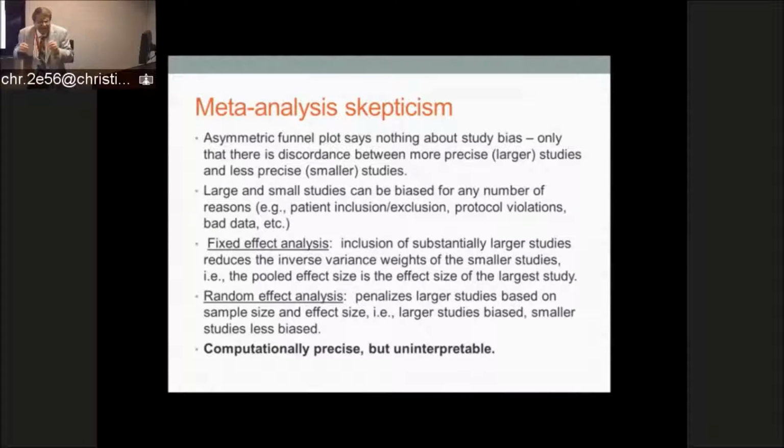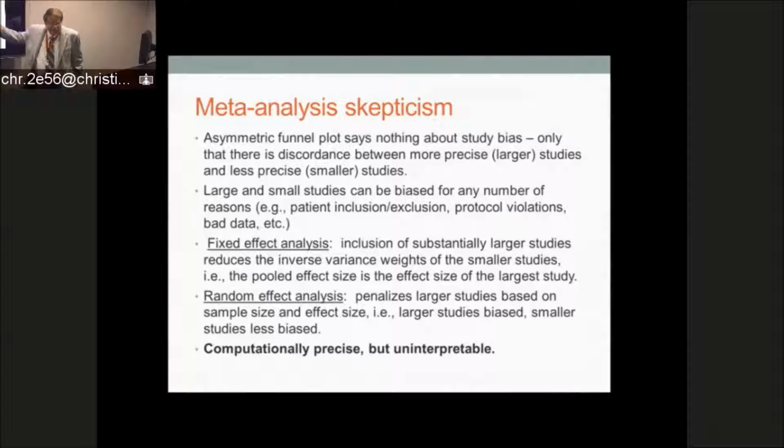Anyway, have you ever seen a way of introducing a term that captures the quality of each study within the meta-analysis? Okay, that's exactly where we're going. Okay, good.